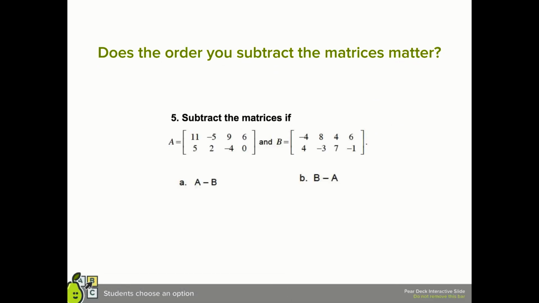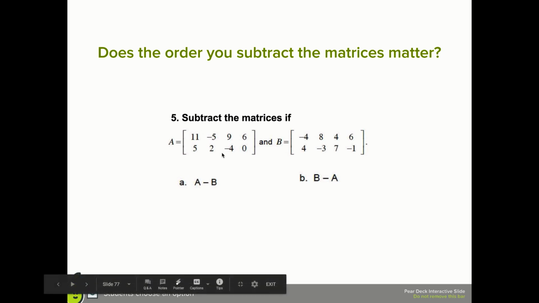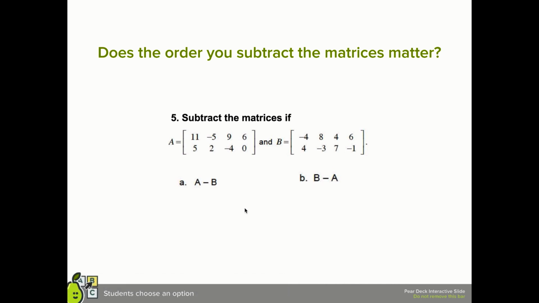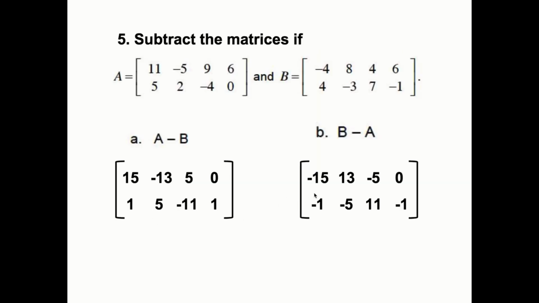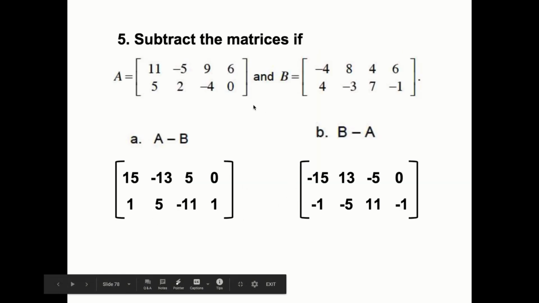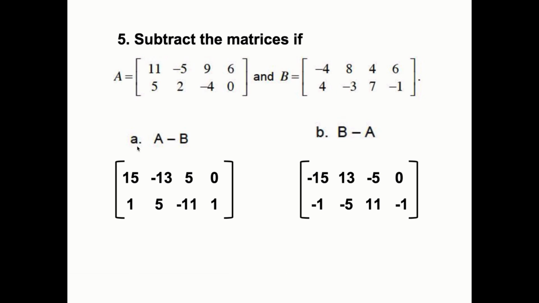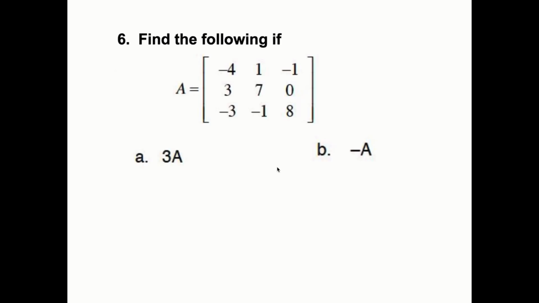All right, for number 5, we're going to determine if the order you subtract the matrices matters. So go ahead, subtract A minus B, and then do B minus A, and tell me if order matters. Yes or no? Okay, hopefully you see that these are not equal. They're actually opposites of each other. So when you go 11 minus negative 4, and get 15, it's different than going negative 4 minus 11 to get negative 15. So the order in which you subtract does matter.